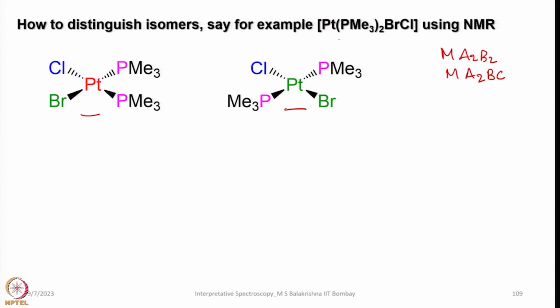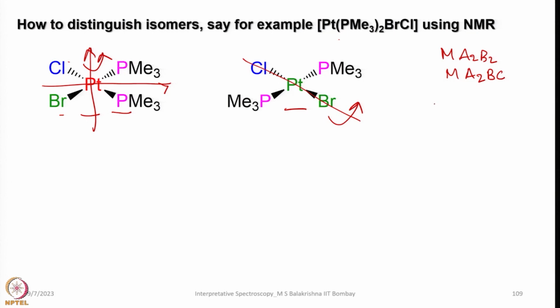If you just look into this trans compound here, we can do a C2 axis rotation. As a result, these two are identical, indistinguishable. Whereas here you cannot do that. If you do the C2 axis rotation, Br goes here and Cl goes here, so it does not have a C2 axis of rotation, either in this direction or in this direction. So here the two phosphorus are not chemically equivalent, or magnetically equivalent, because one is cis to chlorine and trans to bromine, and the other is cis to bromine and trans to chlorine. As a result, both are different, so both of them show separate signals.